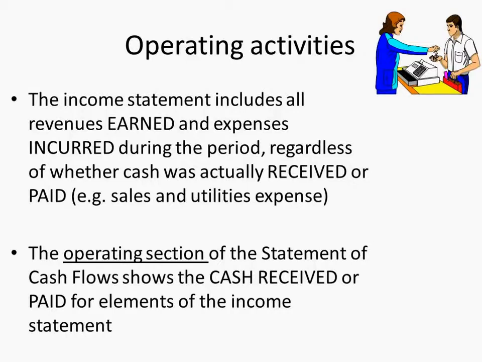The operating section of the statement of cash flows tells us cash received or paid for the elements of the income statement. So some people would call this like the cash basis income statement. That's kind of like what the operating section looks like, particularly in the direct method, which we're going to talk about later. So it tells us cash received or paid for the elements of the income statement.